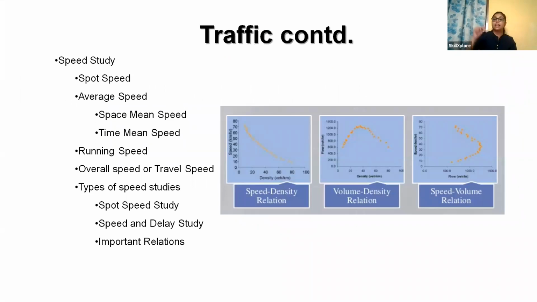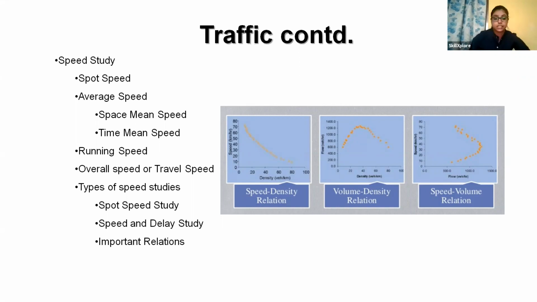Next is the speed study, the spot speed study. At a particular point, what is the speed of the vehicle? That itself we can say. Then the average speed of the vehicle, which we can study in 2 different ways: space mean speed and time mean speed. Those 2 things are one major portion. The running speed, overall speed or travel speed, all these things we have to study.